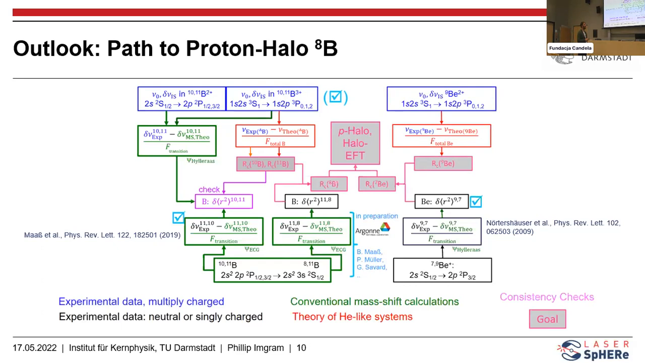The plan here is also to measure the nuclear charge radius from the helium-like system in beryllium 9, and together with the older isotope shift measurements, we will hopefully get out a nice value for beryllium 7. This will be really interesting for the determination of the proton halo and the halo effective field theory in nuclear physics.